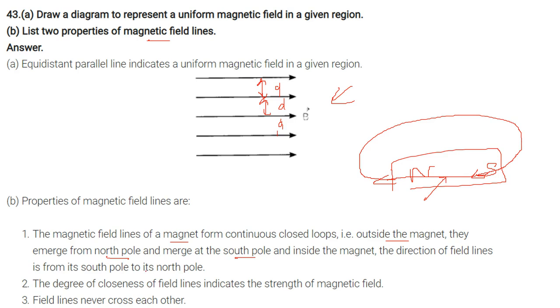The degree of closeness of field lines: if they are pretty close like this, this indicates that the magnetic field is stronger. If they are apart, meaning the distance is large, that means it is feeble. Field lines will never cross each other. If they cross, then at the crossing point there will be two directions simultaneously, which is impossible.